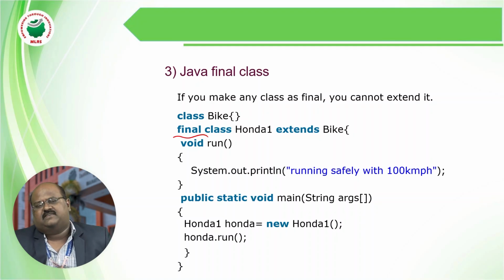So in three places we can use the final keyword: in front of a variable, in front of a method, and in front of a class. If I use it in front of a variable, it becomes a constant member. In front of a method, we can never override that particular method. And if you write the final keyword in front of a class, it can never be inherited.